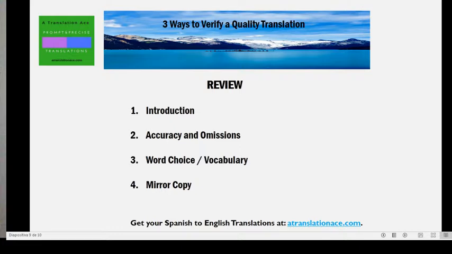and that there are no omissions or gaps, that again, the significance of the meaning of the words in the first document are also in the second document, and that there is no dropping of words or phrases or meaning between the 2 documents, that it communicates the same consistent message in both documents. Word choice and vocabulary, that is, as we discussed, was talking about the level of language depending on the audience. And finally, the mirror copy, that the formatting between the 2 documents will match.